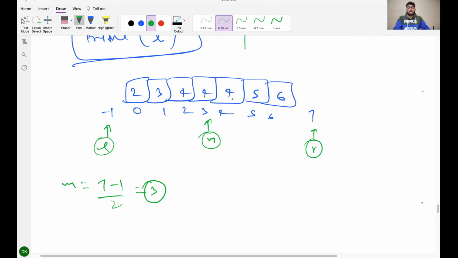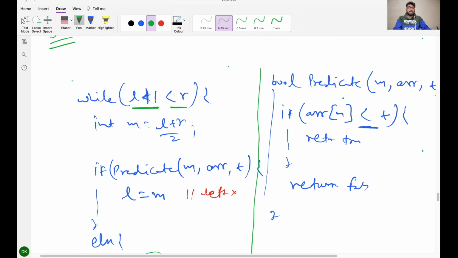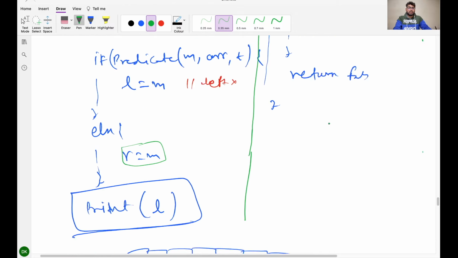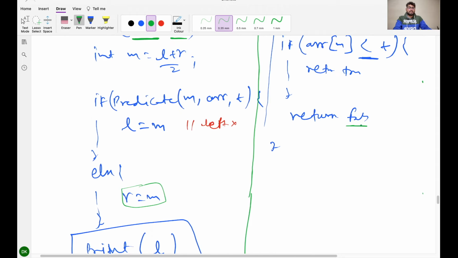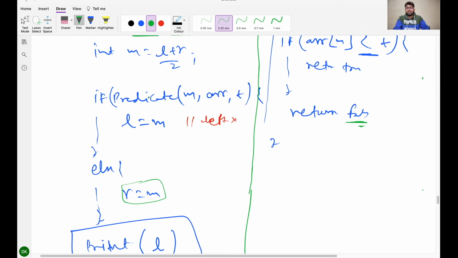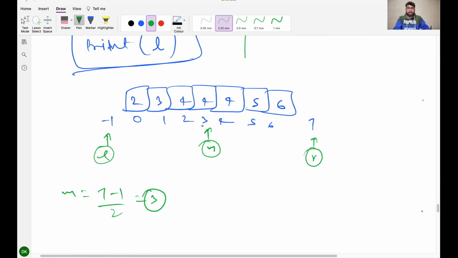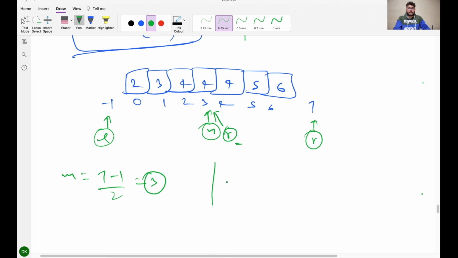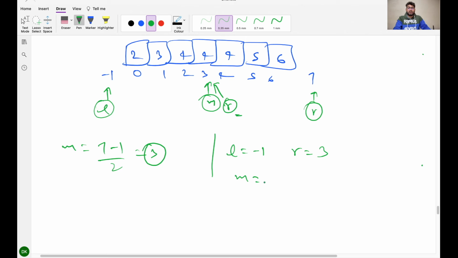So I check that my current element is equal to the target element. So this condition is for only less than the target element, so this is not satisfied, so I return false. When I am returning false, I just update my r to m. So after updating, my r should be here, and again my L is -1, my r is 3. So for my middle element, 3 minus 1 divided by 2, that is 2 divided by 2, that is 1.